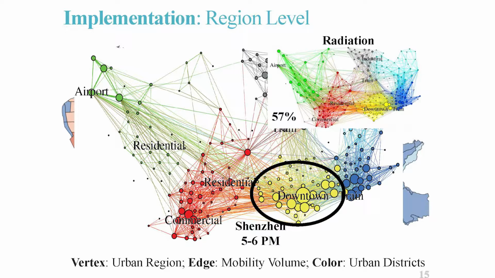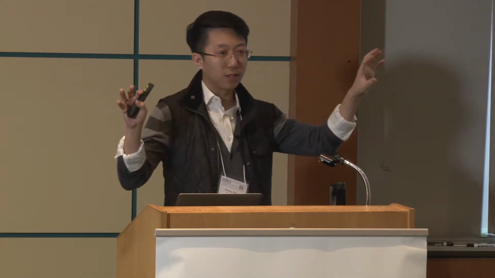to 6 p.m. And we compare our model with a classic physical model called the radiation model. The radiation model assumes the mobility is proportional to the population of the two regions and inversely proportional to the distance between those two regions. And we outperform that theoretical model by 57% in terms of accuracy.